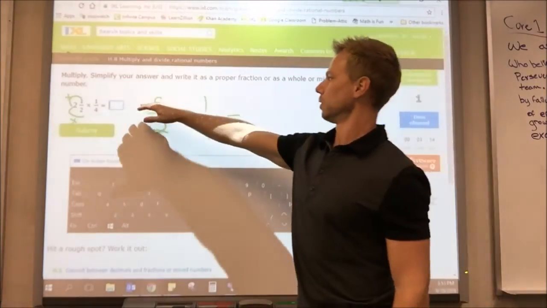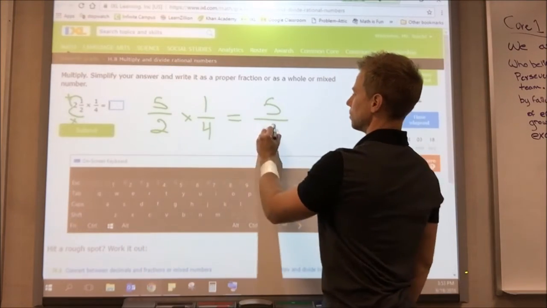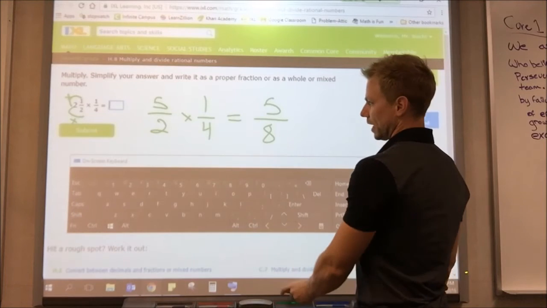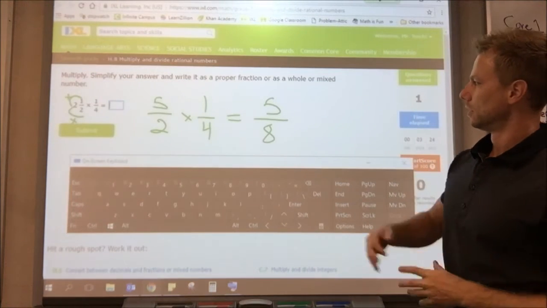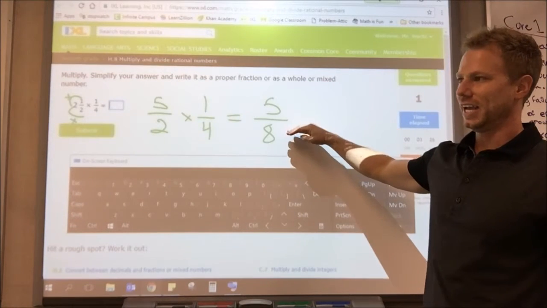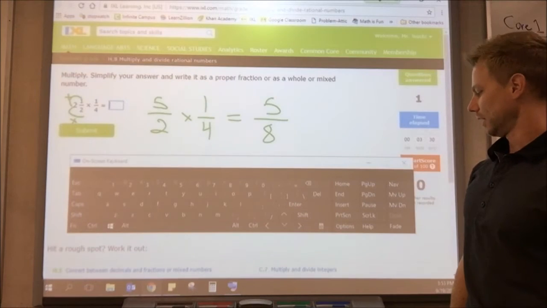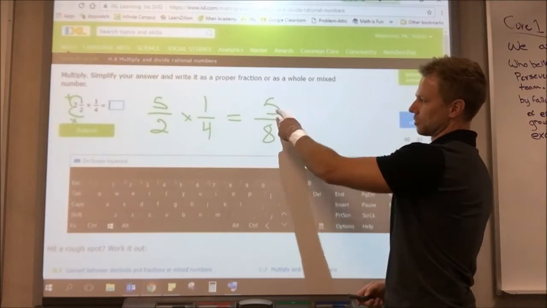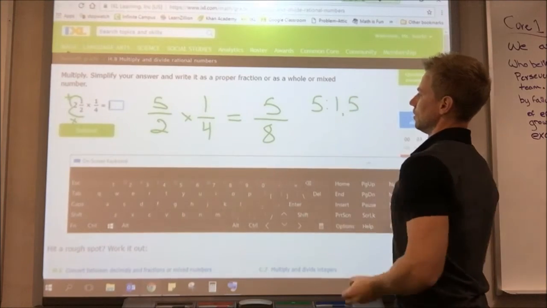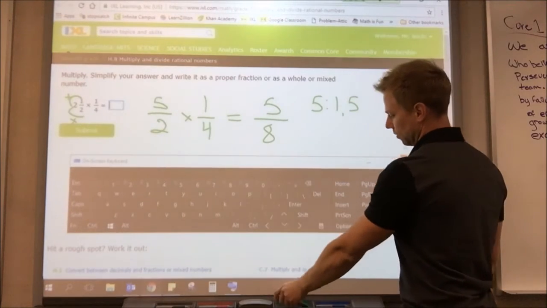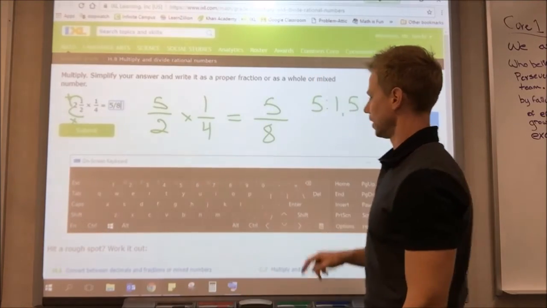So that's going to be it. So I'm just going to multiply across numerators. 5 times 1 is 5. 2 times 4 is 8. I get 5/8. Then I have to think about, can I reduce that fraction? Does anything go into 5 and 8 evenly besides 1? And there's not. The only factors of 5 are 1 and 5, and 5 doesn't go into 8 evenly, so that would be reduced. It would just be 5/8.